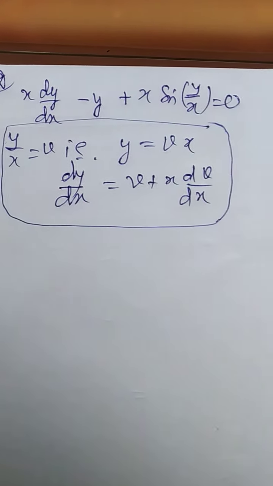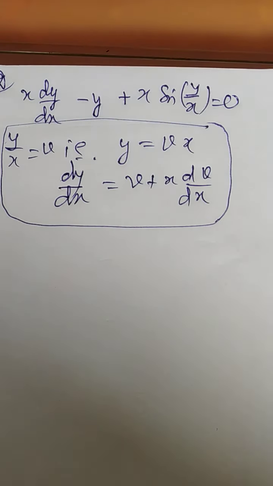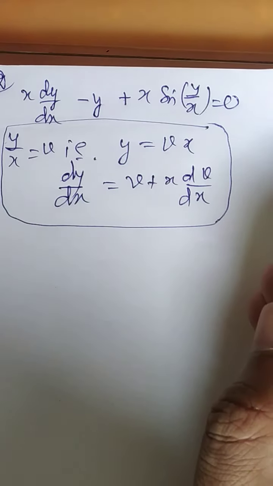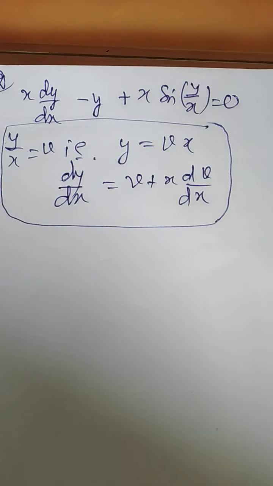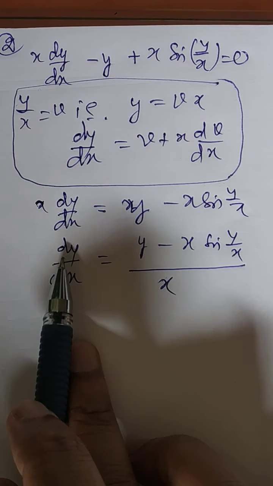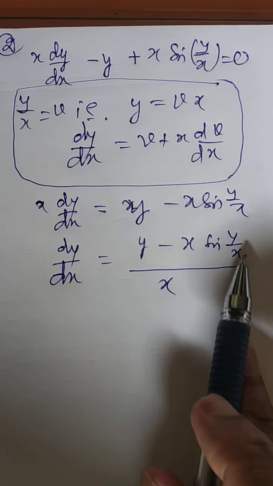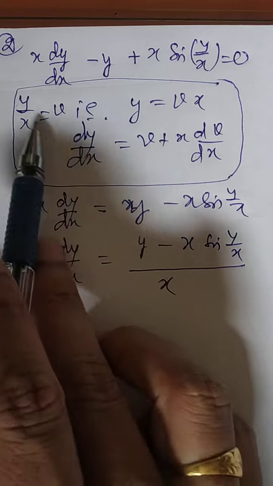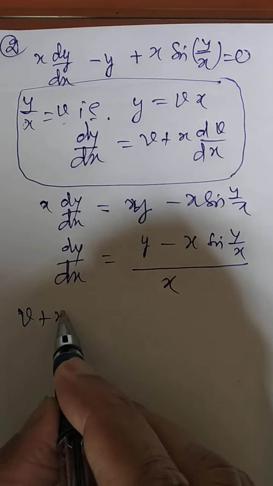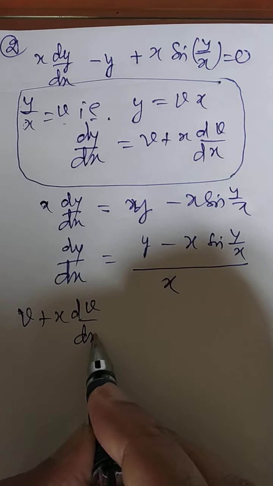Before making these changes in the particular question, you should write the problem in the form of dy by dx. First write this with y on the left and x shifted to the right side, and write it as dy by dx, and then we'll make the changes. I think you will get the arrangement dy by dx equal to y minus x sine of y by x, like this. Now I'm making these changes: v plus x dv by dx will be equal to y.